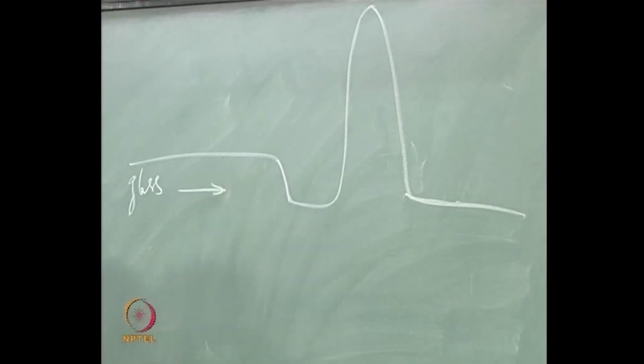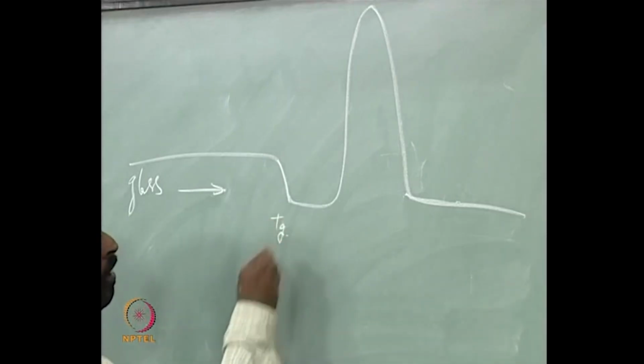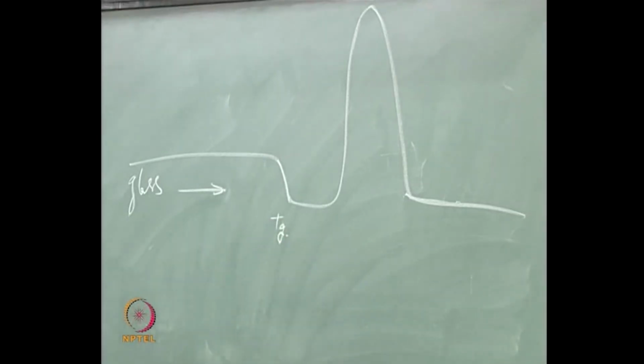What is that? T_g, glass transition temperature. Okay. So why is this glass transition temperature like this? It is a second order transition. So glass transition is a second order transition, and what is the characteristic of a second order transition? Second derivative is discontinuous.